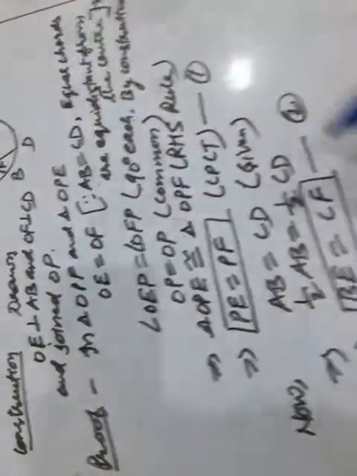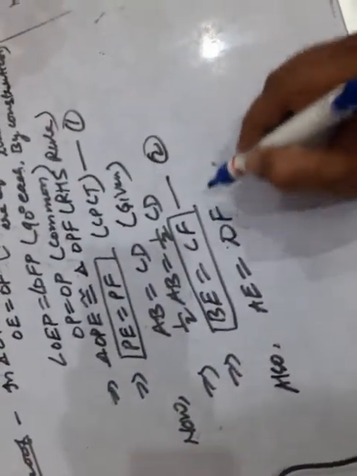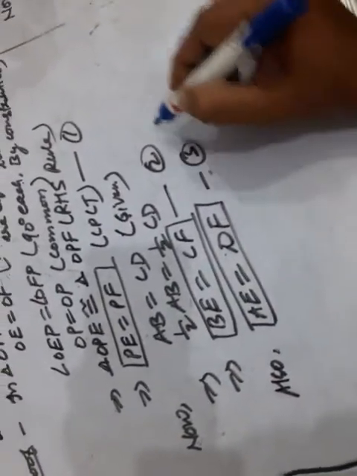This implies that also the same thing, that is AE equal to what other part? AE equal to DF. Sorry, that is AE equal to DF. Did you understand, children? AE equal to DF. Why? Here we have to write down why.